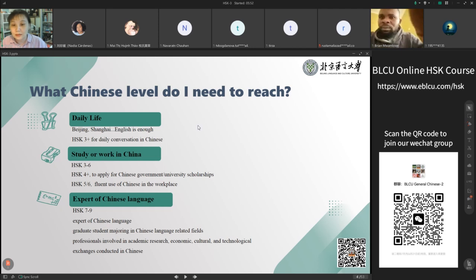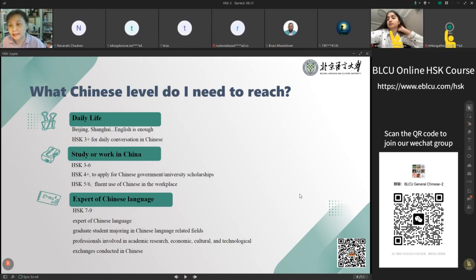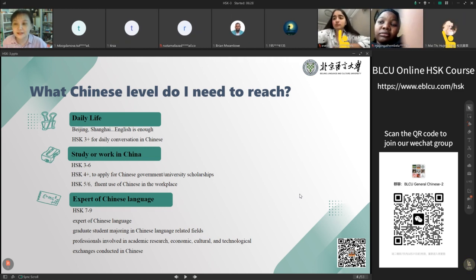So some students ask me this question a lot, so I will explain that a little bit. What Chinese level do I need to reach since I'm learning Chinese right now? It depends on what you use the Chinese language for. For example, if you want to use the language for daily life, actually, if you're living in China, like in Beijing, in Shanghai, in Guangzhou, in Shenzhen, in large cities, a lot of foreigners don't speak Chinese at all. They can still live here.